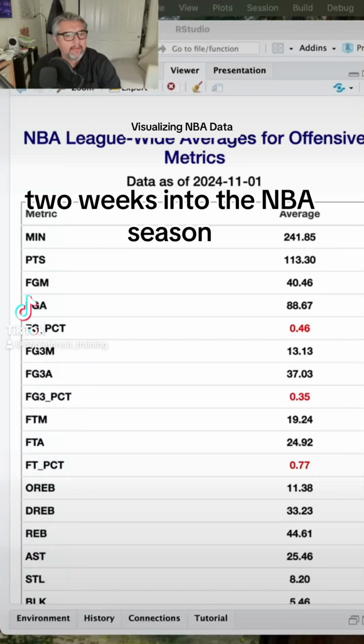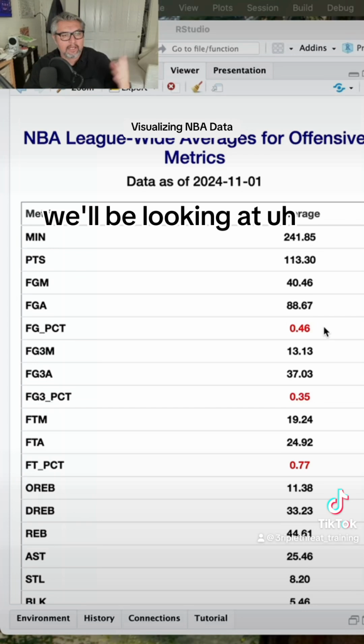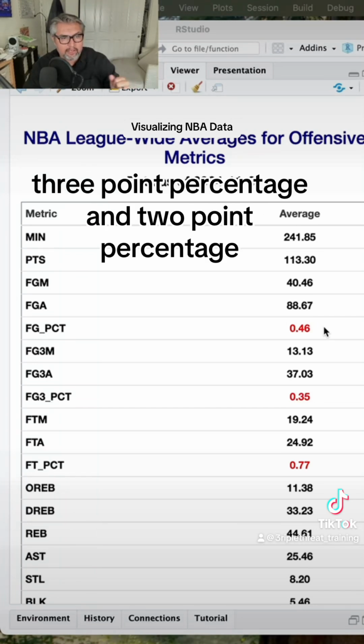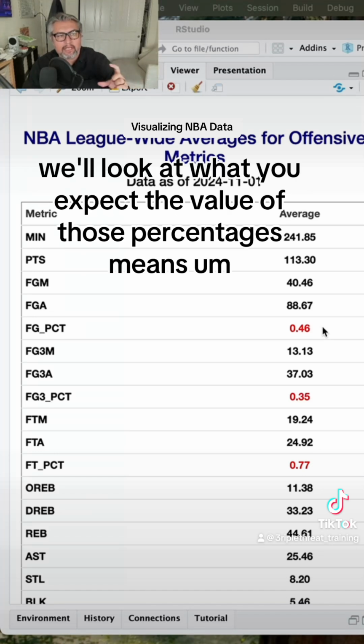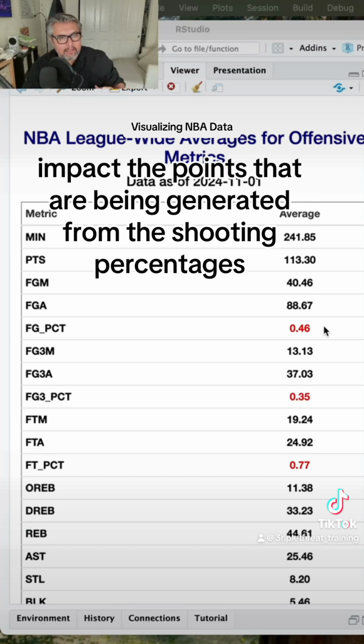Two weeks visualizing NBA data, and here are some of the league averages thus far. We'll be looking at shooting metrics: field goal percentage, 3-point percentage, and 2-point percentage. And then to put those into context, we'll look at what the expected value of those percentages means, so that you have an idea of how the percentages impact the points being generated from those shooting percentages.